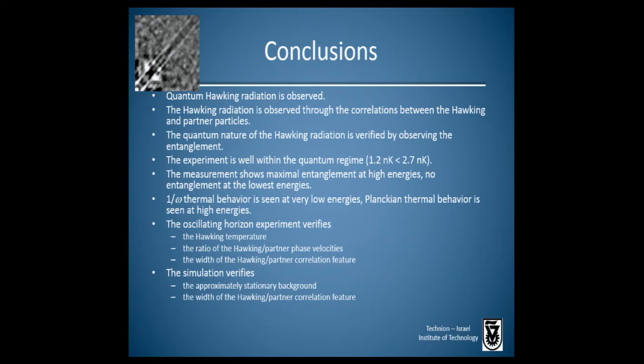The preliminary experiment verifies the Hawking temperature by the rate at which the particles are created. It also verifies the ratio of the Hawking partner phase velocities due to the angle of the correlation feature in the XX prime plane. And it also verifies the width of the Hawking partner correlation feature by means of that maximum K. Both experiments had the same maximum K. The simulation verifies the approximately stationary background on which the Hawking radiation occurs, as well as the width of the Hawking partner correlation feature by that maximum K.